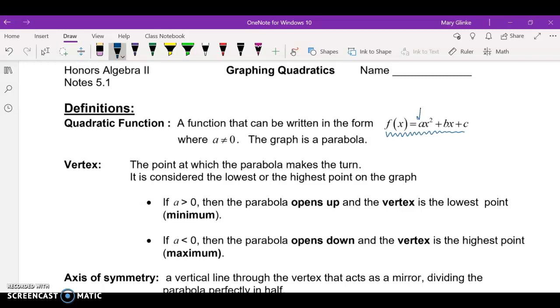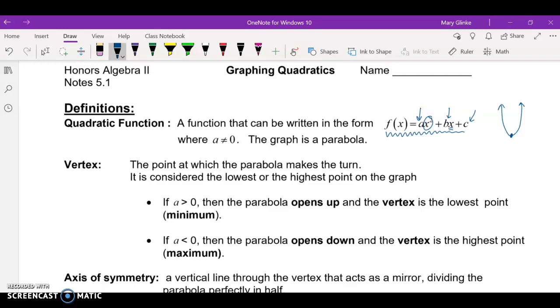The a value is always in front of the quadratic term, the x squared. The b value is always in front of the linear term, and then the constant is always just the number with no variable at the end. If you have something that can be written like this, your graph is going to be a parabola or a U-shape. Now the vertex is going to be that turning point where it goes from going down to going back up. It will always be the highest or lowest point.